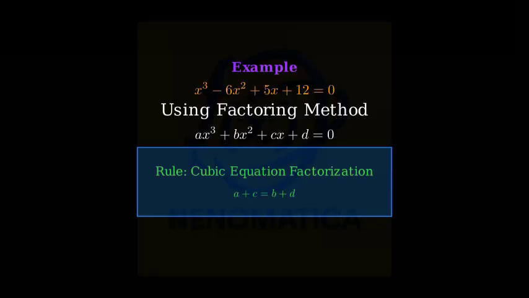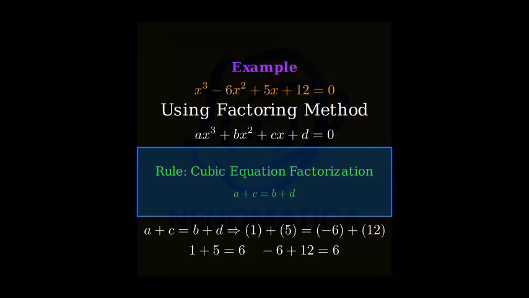In our example, let's check if the condition a plus c equals b plus d is met. We have a equals 1, b equals -6, c equals 5, and d equals 12. So a plus c equals 1 plus 5, which is 6, and b plus d equals -6 plus 12, which is also 6. Since both sides equal 6, the condition is satisfied, and we can proceed with factoring.